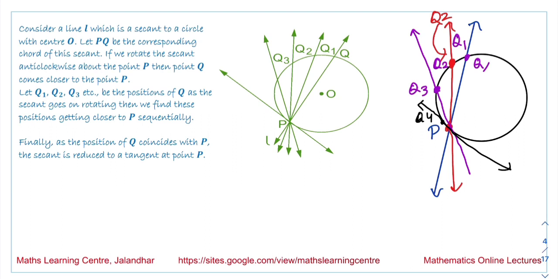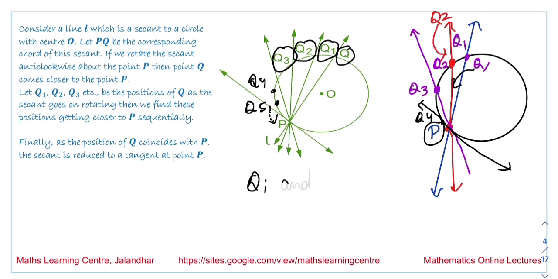So what we are doing is moving towards the point P. As we draw these secants, we get Q1, then Q2, then Q3, next some point Q4, next some point Q5. Likewise, if we keep moving in this way, we will get a secant when some point Qi and P coincide.